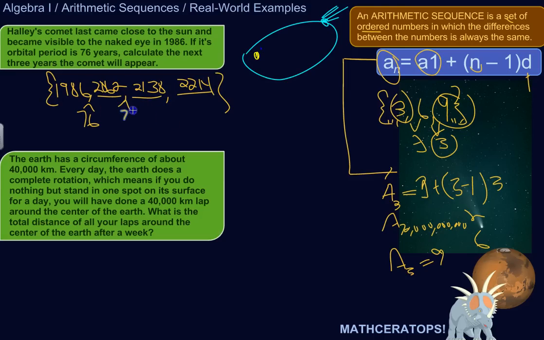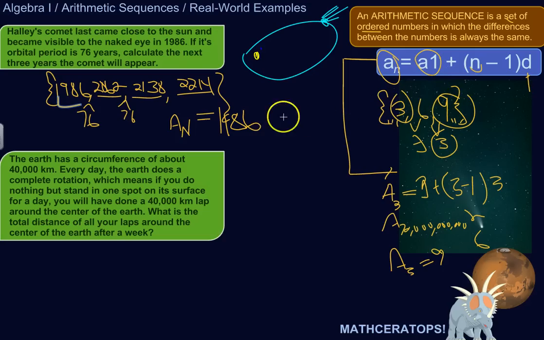There's a common difference of 76. So we could actually write an equation like A of n equals the first term, 1986. Is that the first time Halley's Comet was ever seen? No, it was seen a couple thousand years ago, I think. But you can start a sequence anywhere. You could consider this to be the starting place.